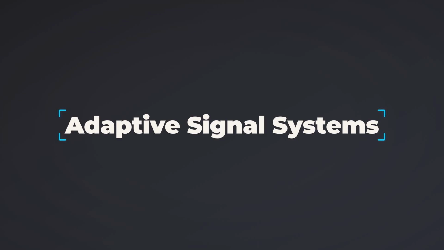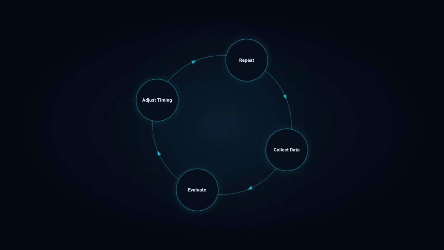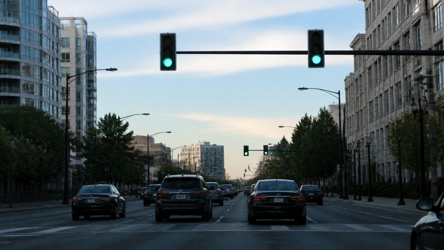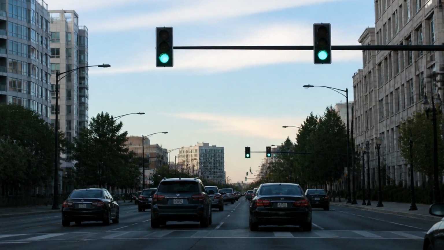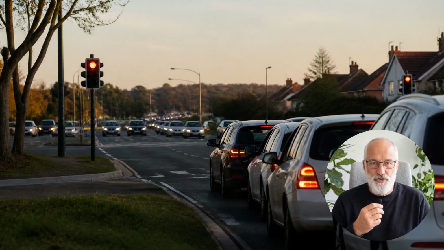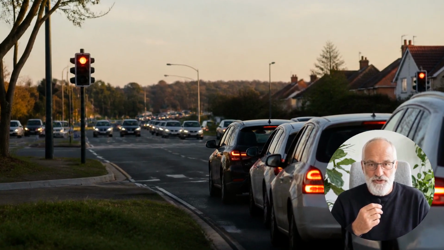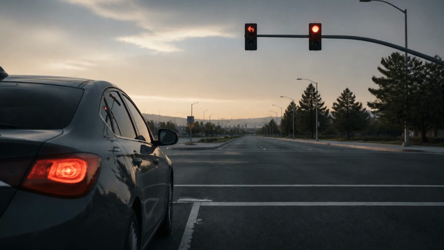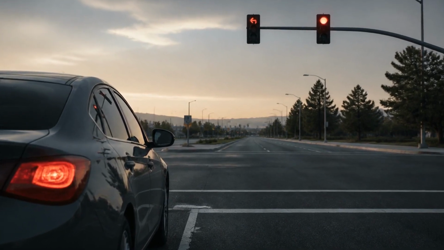Adaptive systems go further. They collect traffic data, evaluate how the network is performing, adjust timing, and repeat the process. But adaptive does not mean omniscient. Its decisions are only as good as its sensors, objectives, and limits. A system designed to reduce corridor delay may make a different choice from one designed to manage queues or give more equal access to side streets.